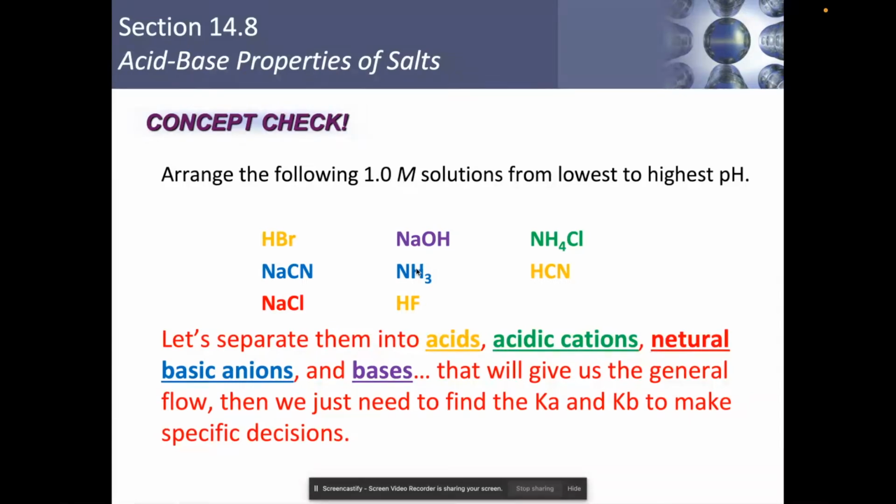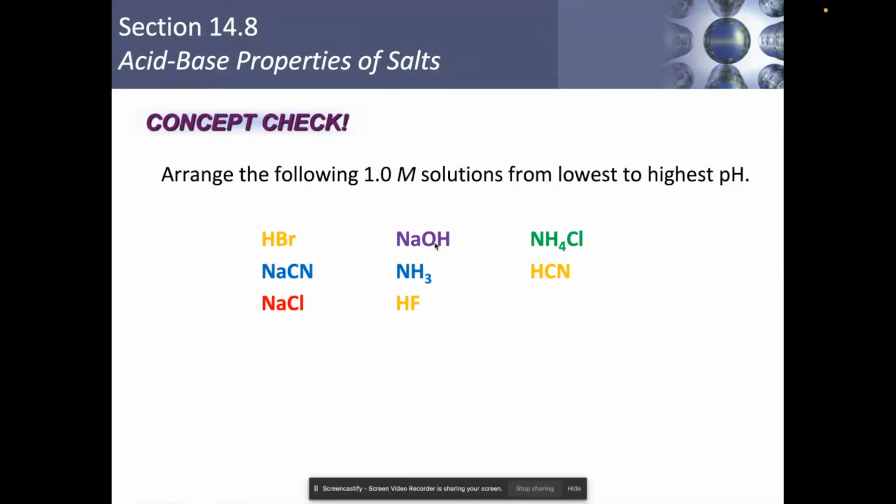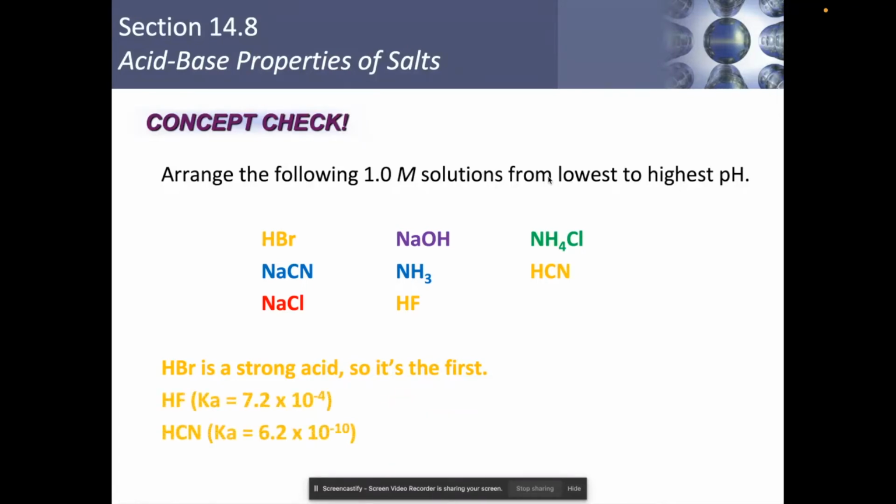So now let's figure out what order they go in. So obviously the yellow or orange ones are going to come first, then this one, then this one, then the blue, and then finally the purple. But is there some order we can put them in? Well, remember, HBr is a strong acid, so it has to go first. It's going to have the lowest pH no matter what. What about HF versus HCN? We'd have to take a look at the Ka values.